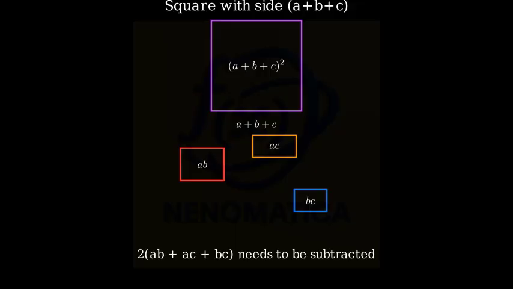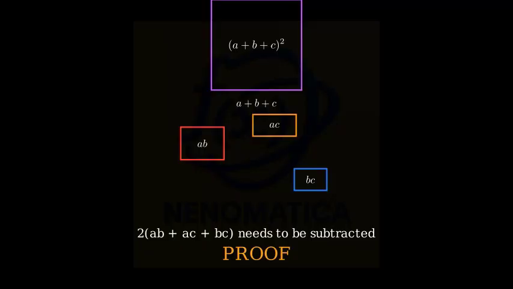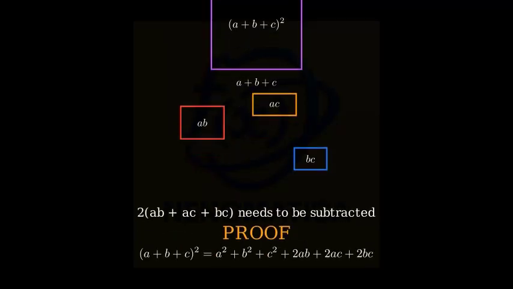Now, let's move on to the proof of this identity. The proof is quite straightforward, but it involves careful algebraic manipulation. We'll start by expanding the square of the sum on the right side of the equation. The square of a plus b plus c equals a squared plus b squared plus c squared plus 2ab plus 2ac plus 2bc. This is just an application of the binomial theorem for expanding the square of a sum of three terms.